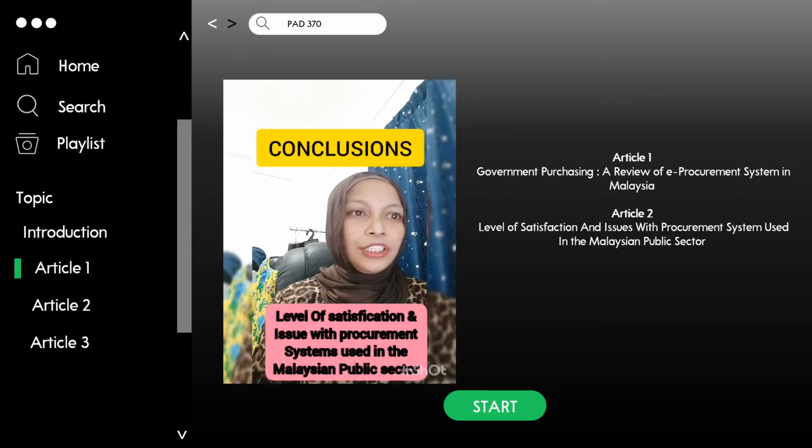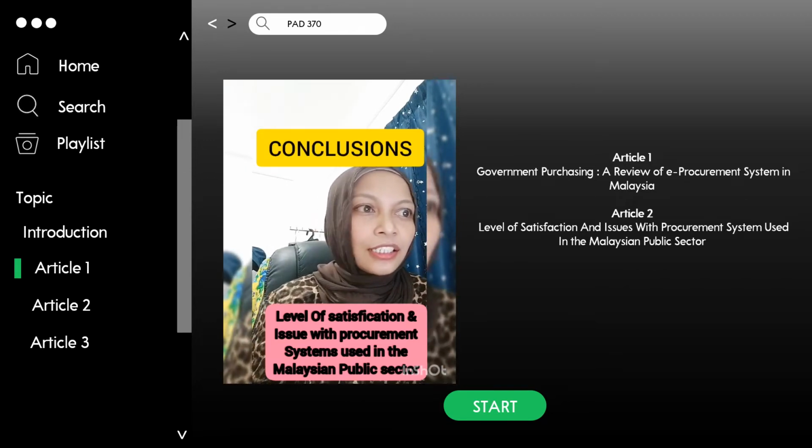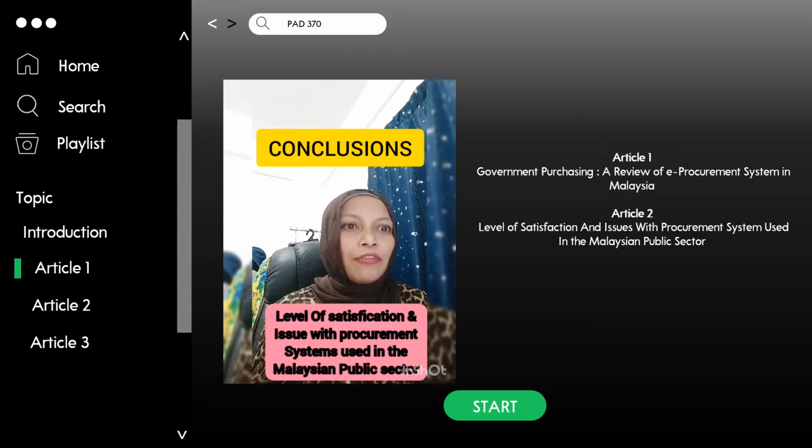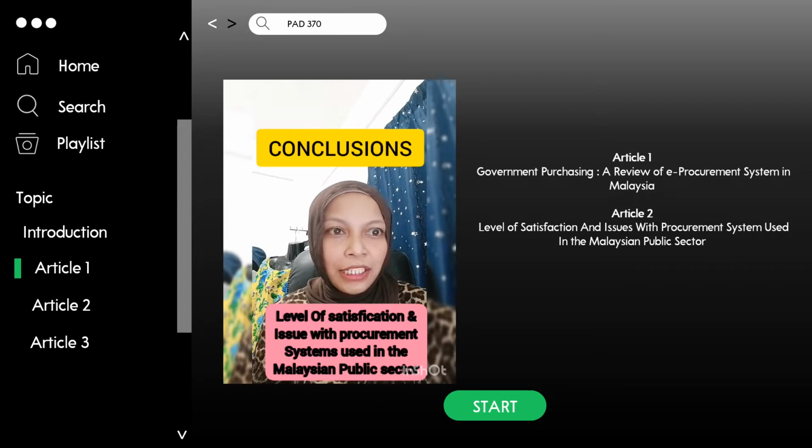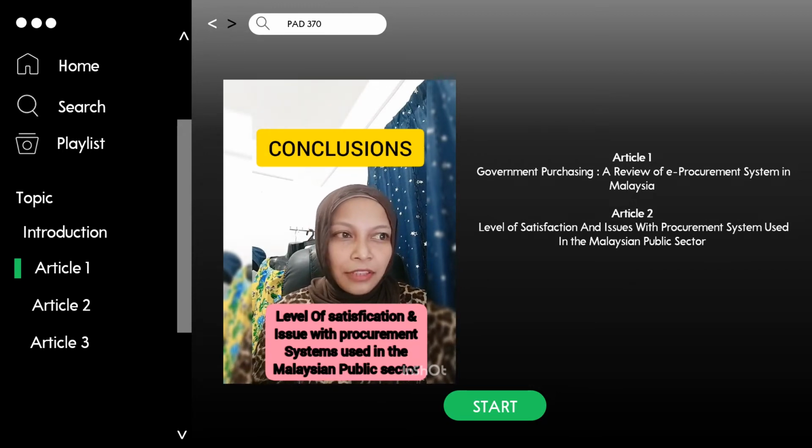Okay, for the conclusion, this research article does not specifically state the ways to overcome the issues and problems that arise. In this study, the dominant procurement system can be identified, along with the related problems and the level of certification of the public procurement system in the Malaysian construction industry.